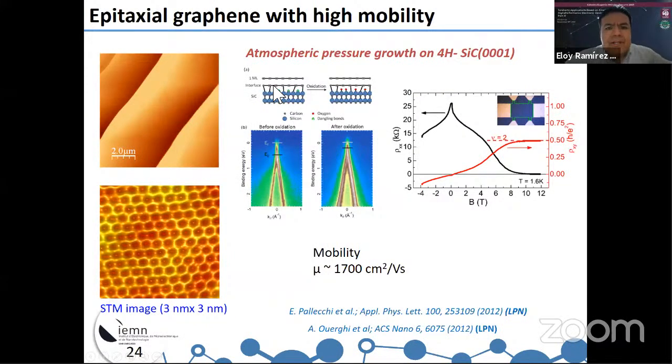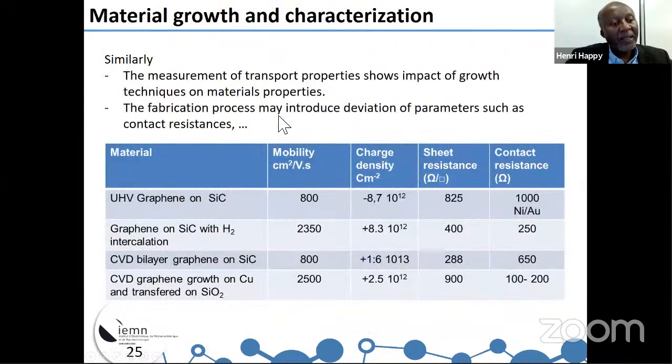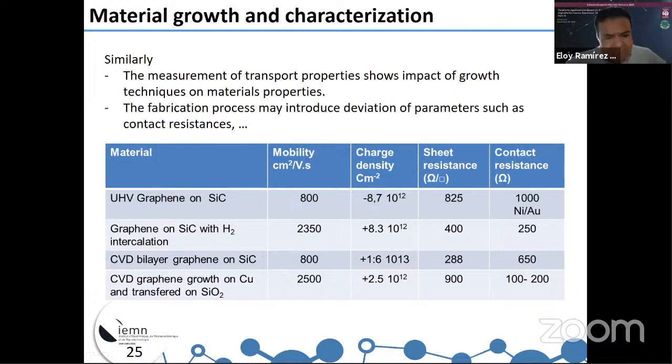So hydrogen avoids dangling bonds. Yes, it makes a kind of passivation. This is one explanation. Perfect.